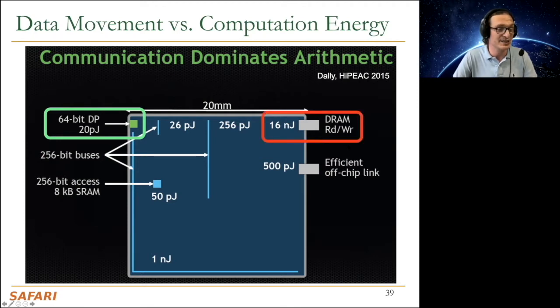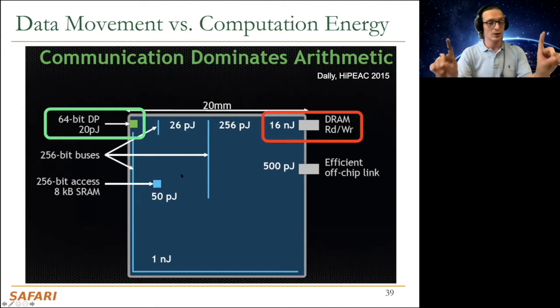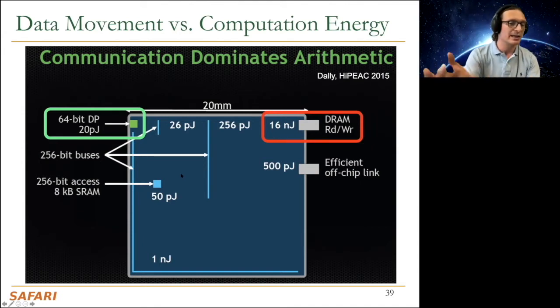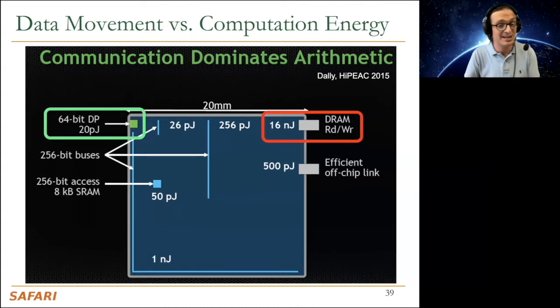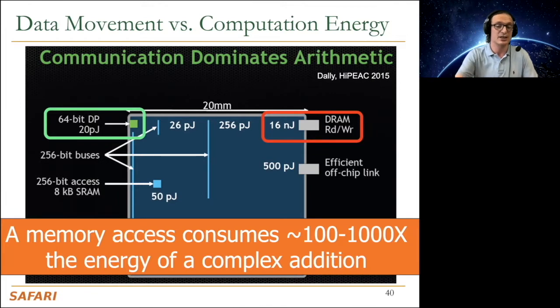That's 800x difference. So think about doing a 2 operand floating point addition, right? You need to bring 2 operands. You need to do the floating point addition or multiplication, whatever you're doing, and you need to write back the data. Basically, you need to do 3 memory accesses if your caches are not effective. We're going to talk about caches later. And that's a lot of memory accesses. That's basically 3 times 800x the energy of a single operation that you're trying to do. So that's a lot of energy waste. And this is shown many, many times. A memory access consumes between 2 to 3 orders of magnitude the energy of a complex addition.